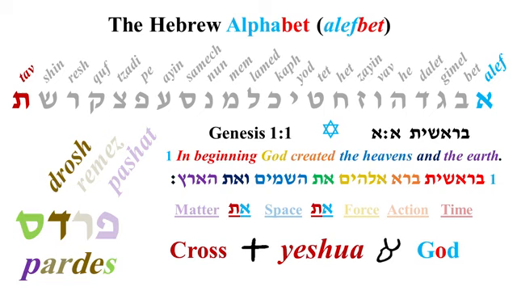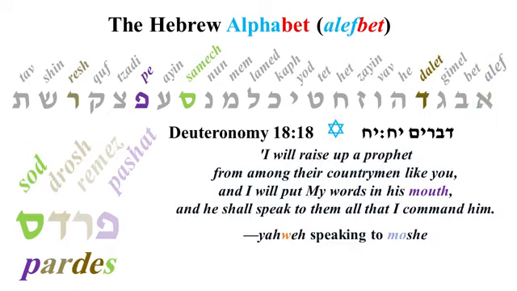Okay, and on the Sod level, let's look at Deuteronomy 18:18. This is where God tells Moses to instruct the people, I'm going to raise up a prophet from among their countrymen like you, Moses, and I will put my words in his mouth, and he shall speak to them all that I command him. God is telling Moses, you want to know how you'll know the Messiah I'm going to send? He's going to be a prophet. He's going to be Jewish. He's going to be from among their countrymen, and he's going to be like you, Moses.